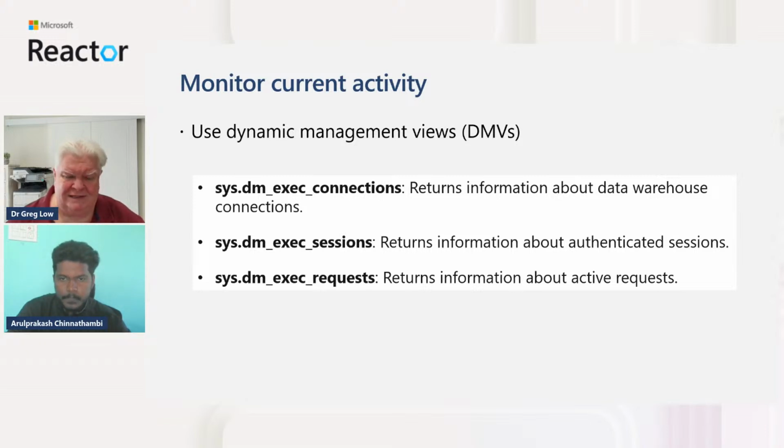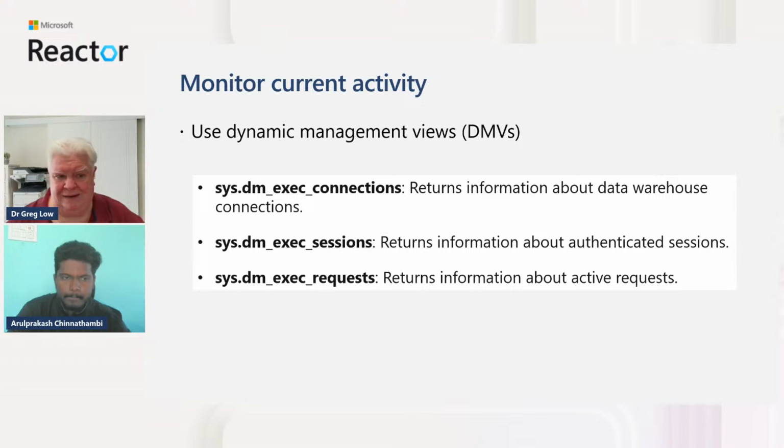Where every session that's logged on, whether it's doing anything or not, has an entry in DM exec sessions. Where DM exec requests only has rows in there for things that are currently running. And so a request is connected to a session. You'll find there's a neat hierarchy for these.